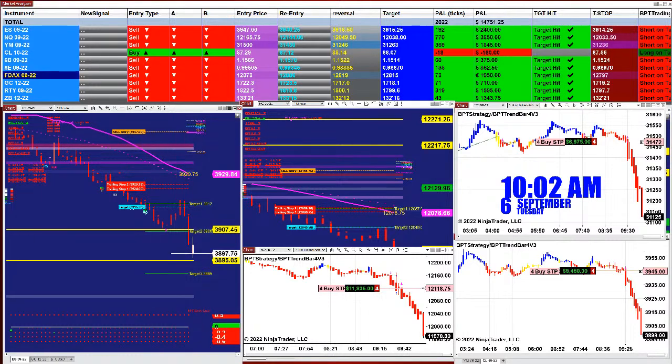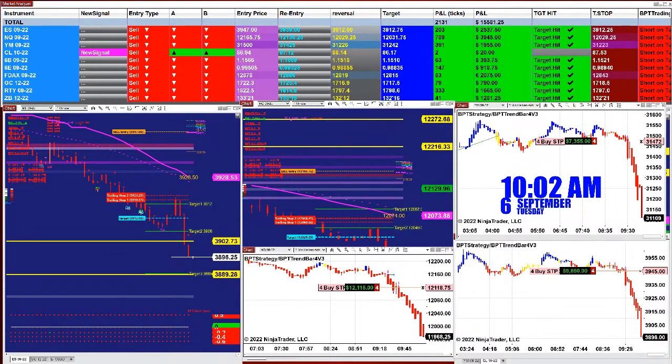Let's see if there's any other news today. The rest is very low. There is no more impact on today's market. So we are going straight to target 3, and this is it. There is nothing left after target 3.